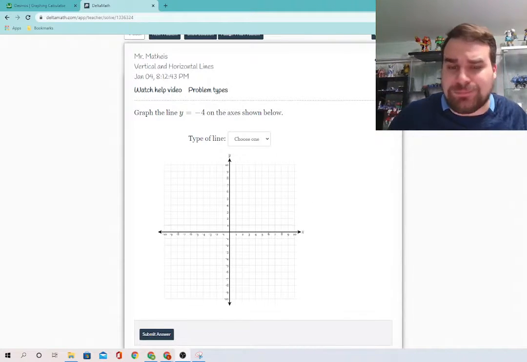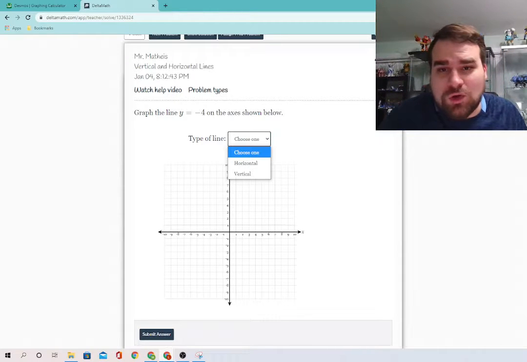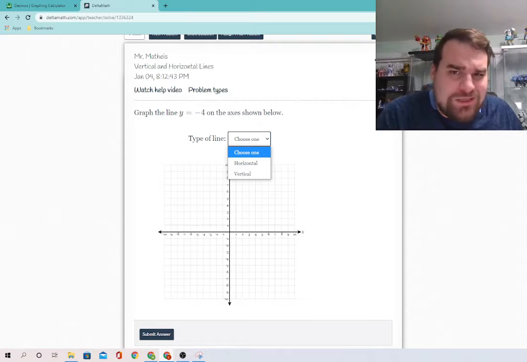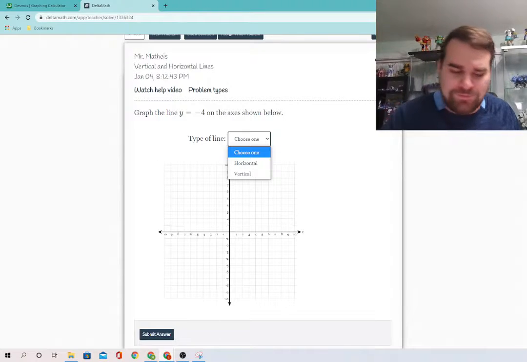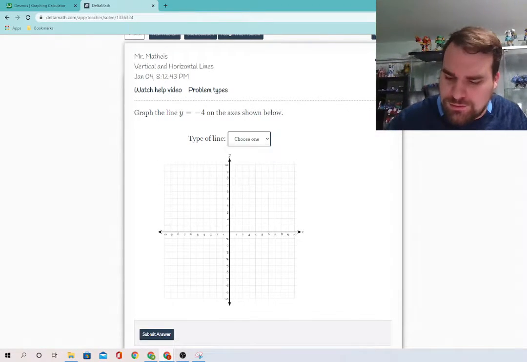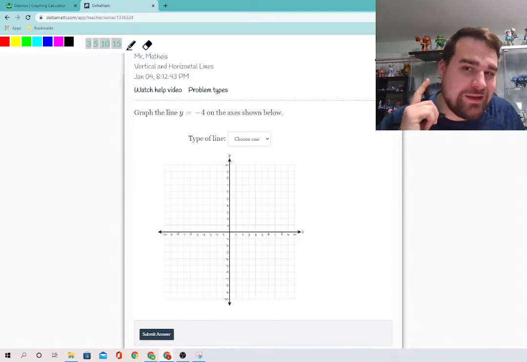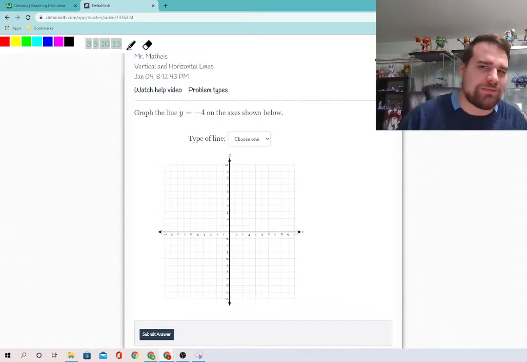Now, let's see what options it gives us here. It says horizontal or vertical. Well, what would this be? It's kind of tough if you're unfamiliar with vertical and horizontal lines naturally. So let's jot down some notes about something that I think is actually kind of easy to remember because it almost feels a little backwards, but you'll see what I mean here in a second.